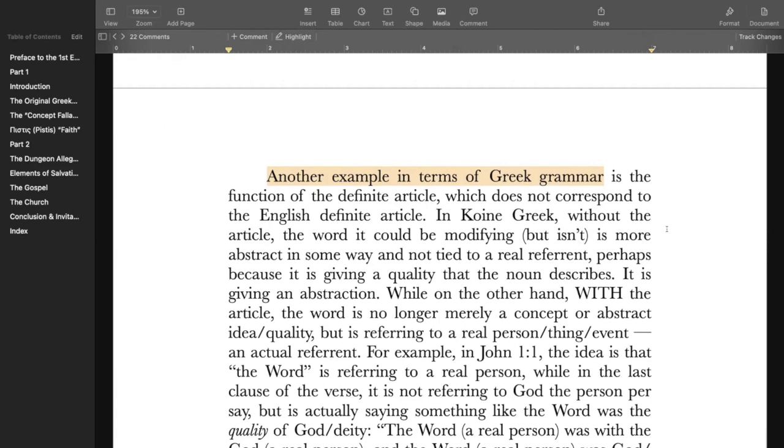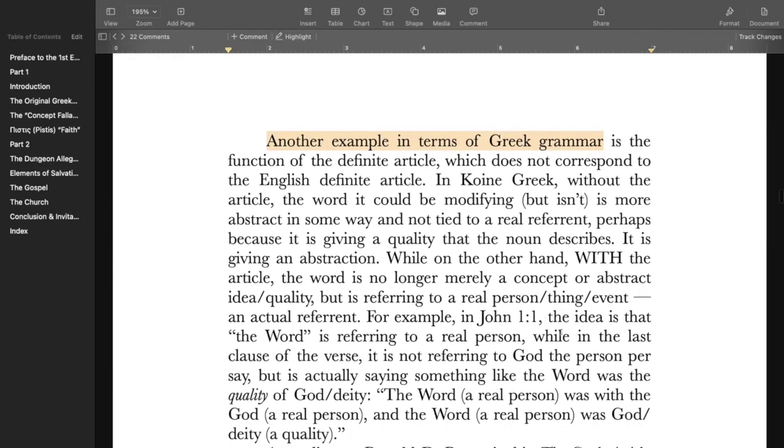While on the other hand, with the article, the word is no longer merely a concept or abstract idea or quality, but is referring to a real person, thing, or event, an actual referent. For example, John 1:1. So I think this is such a great example.